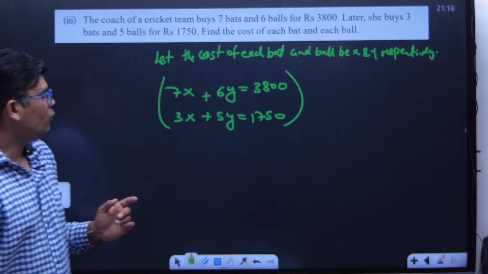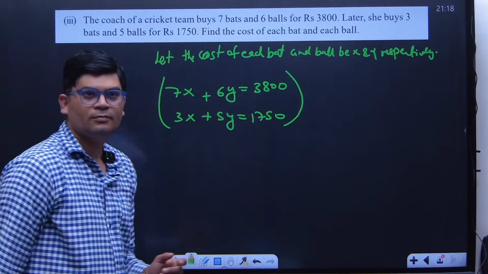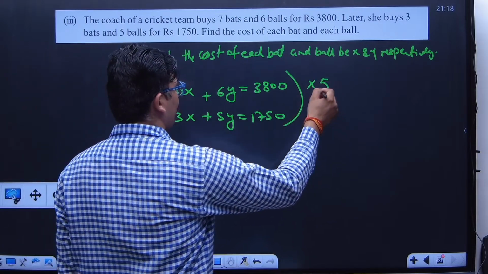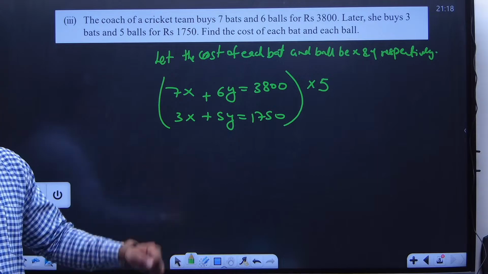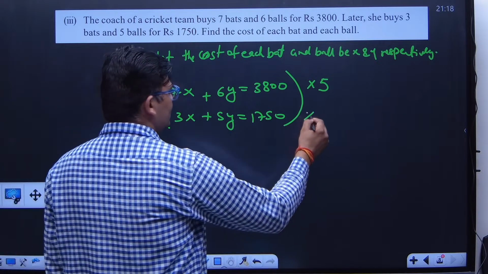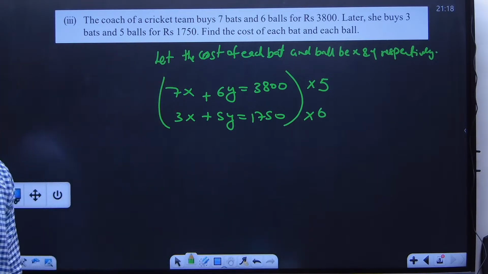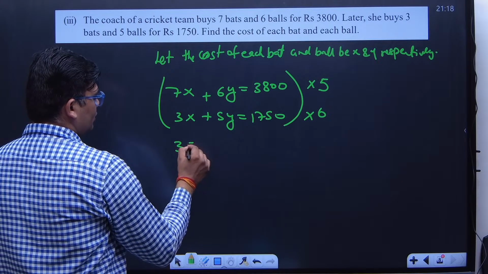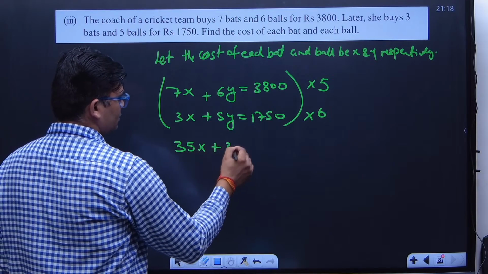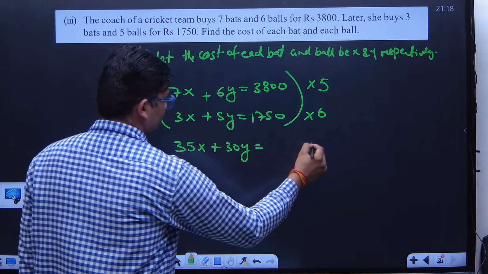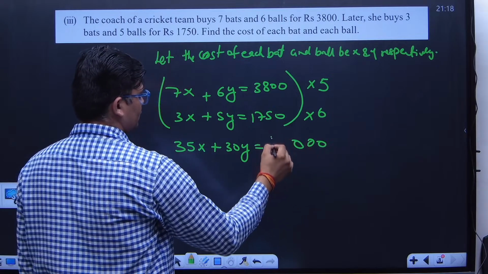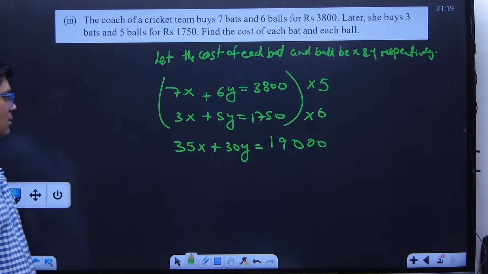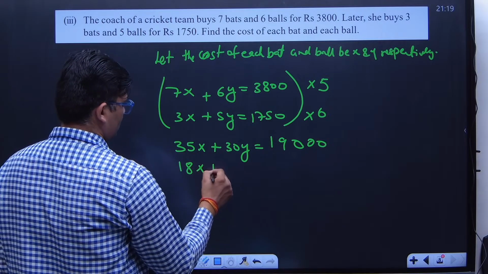So if I want to make the coefficients the same, what is the LCM of 5 and 6? 30. So how do we make 30 in the first equation? Multiplying it by 5. How do we make 30 in the second equation? Multiply it by 6. Alright. Now what will be the first equation? Tell me. 35x plus 30y. Next one would be 18x plus 30y.